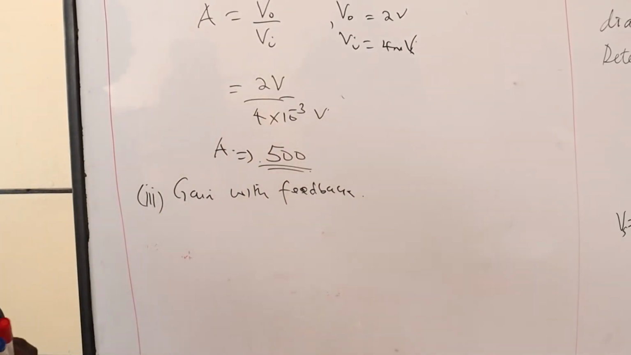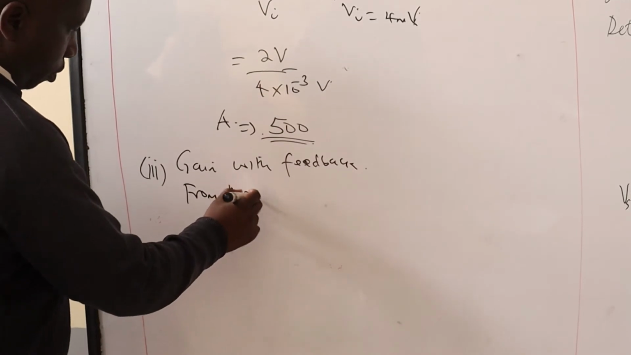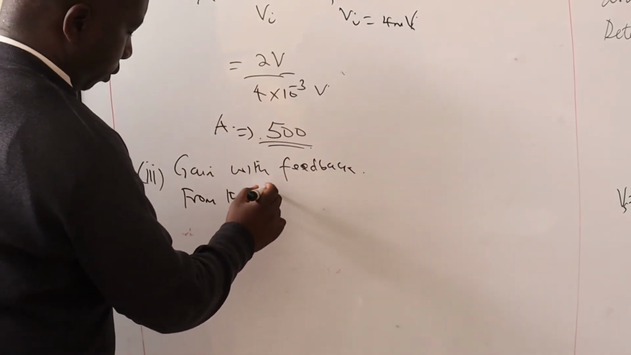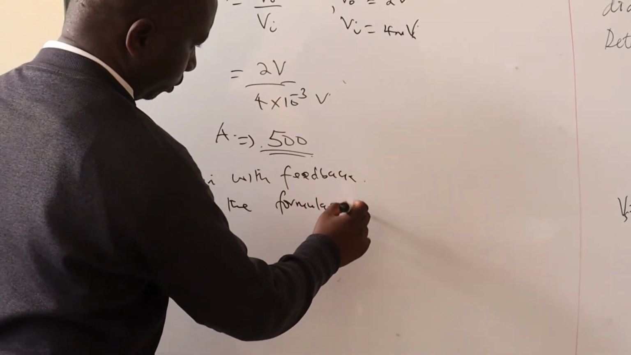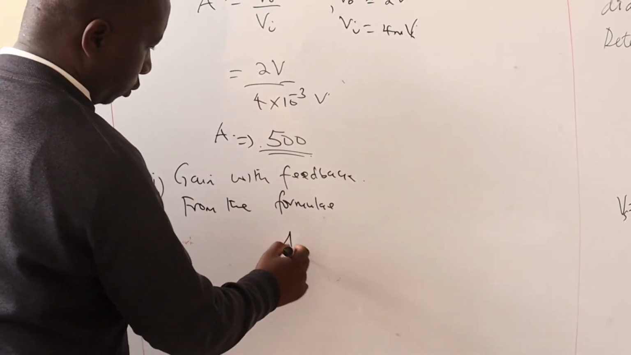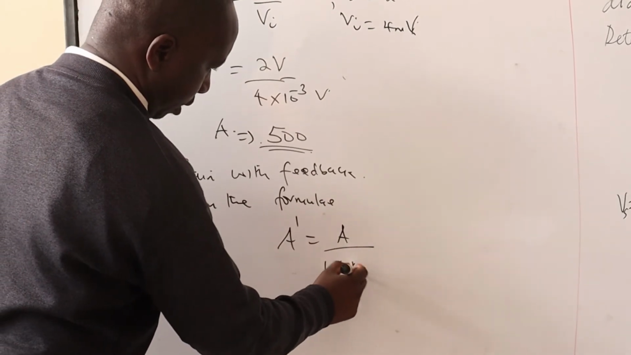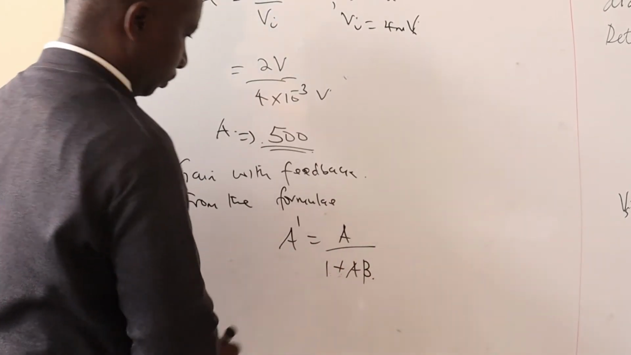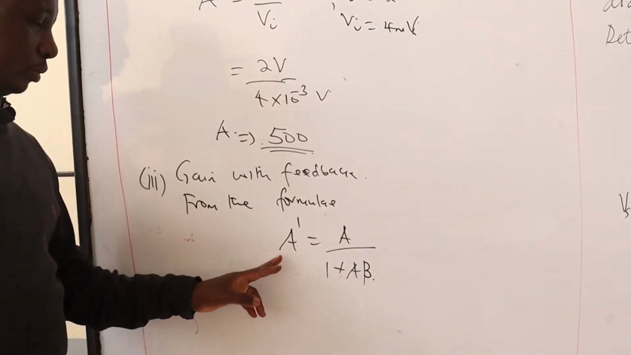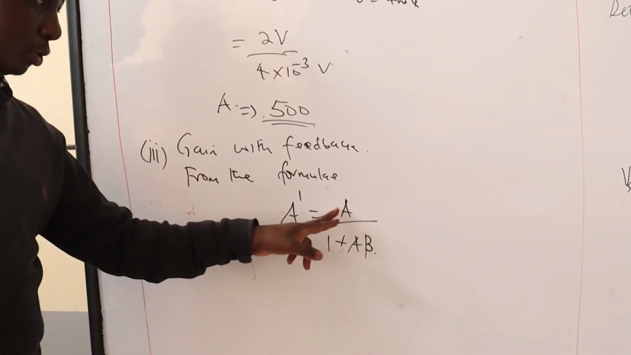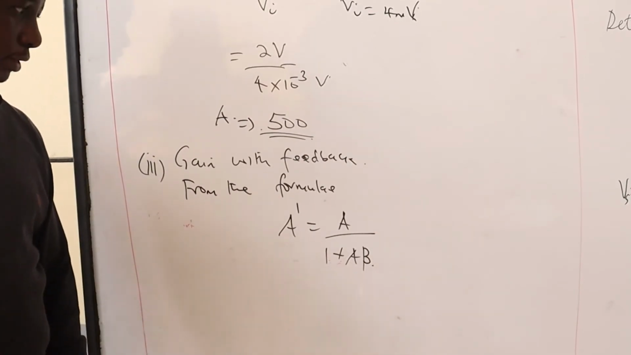We know from the formulas that closed loop gain is supposed to be this over 1 plus A beta. We can recall this formula as the closed loop gain, or gain with feedback, which is supposed to be the open loop gain over the expression there.